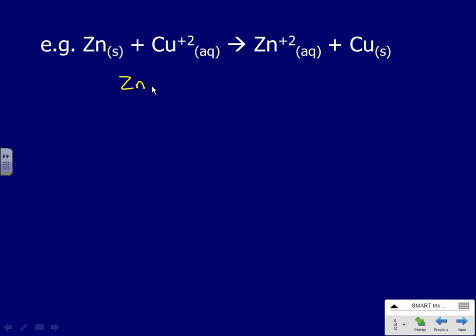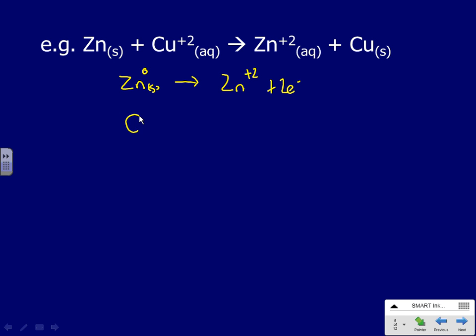So Zn solid is going to become Zn plus 2. And I'm not worried about the aqueous or the solid. I know that this is a 0 charge and this is plus 2. So where do my electrons go? On the right-hand side. Plus 2 electrons. And let's not go looking for that on our potential sheet yet. We'll take a look at that in a moment.